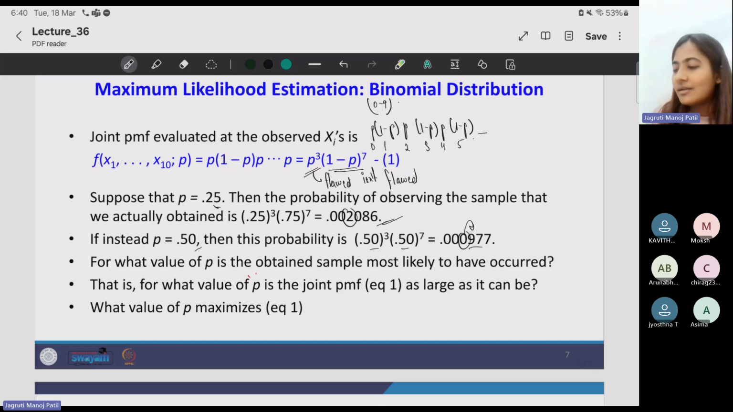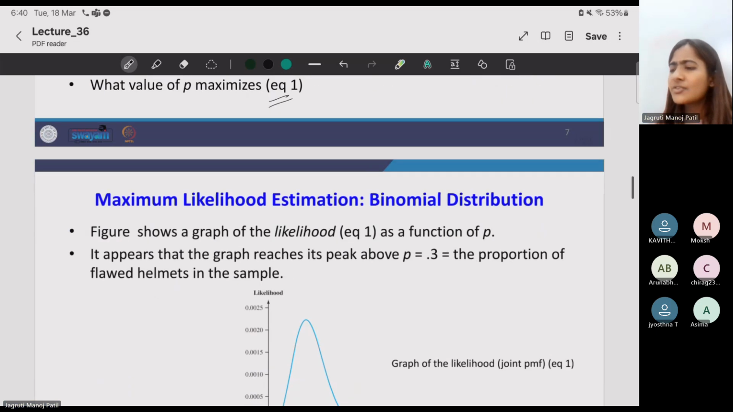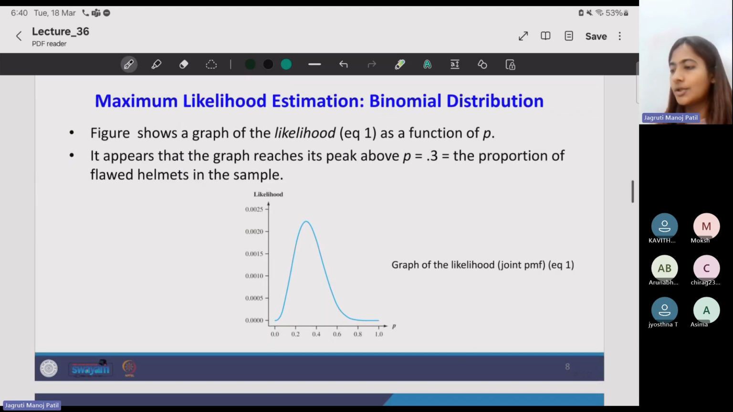Now it asks us from what particular value of p the obtained sample is most likely to have occurred. That is, for what value of p in this joint PMF equation is the value maximized. So how do we determine it? We have something called the likelihood function. We plotted a function for n number of p values, for this 10 number of p values.